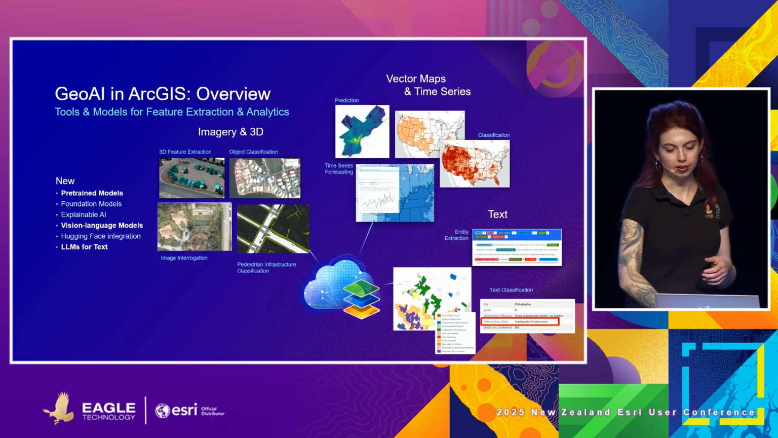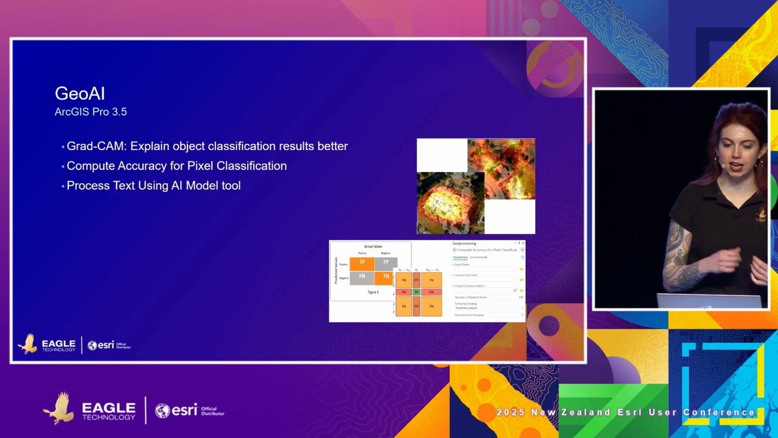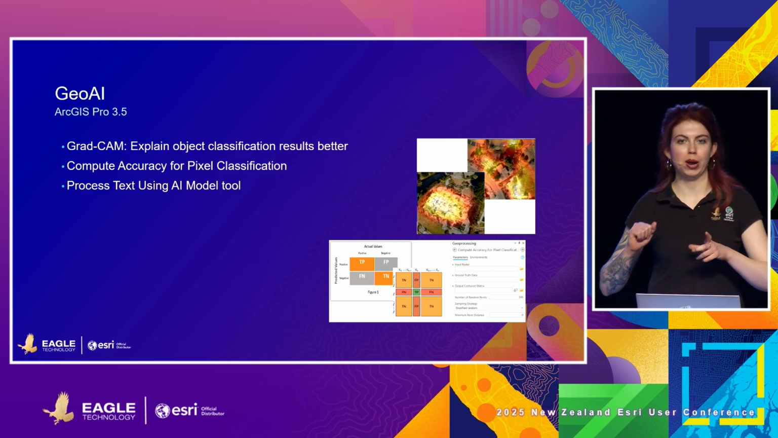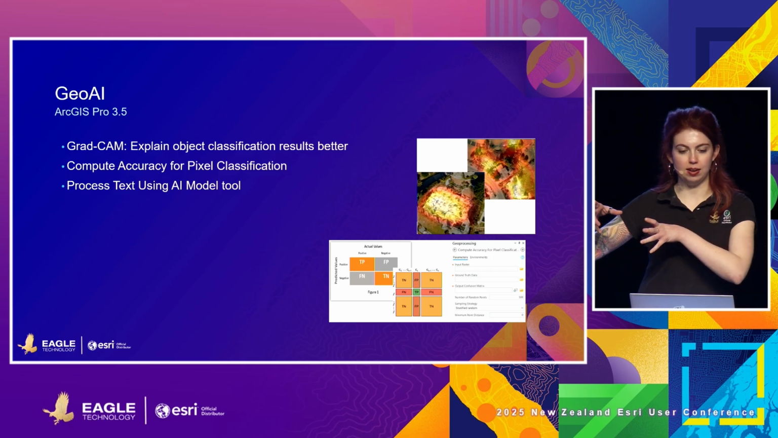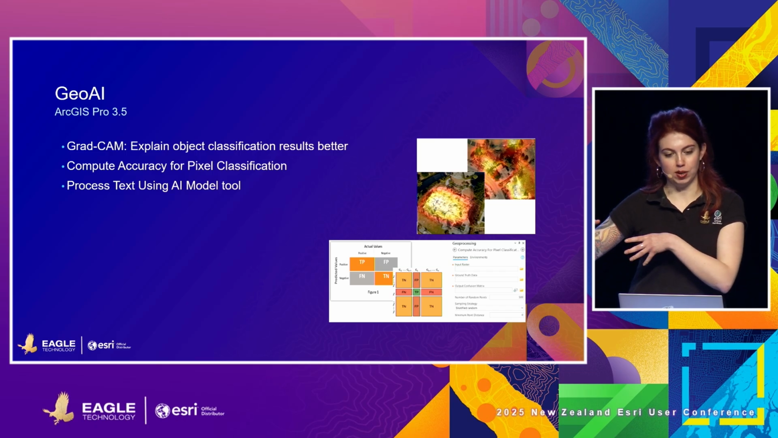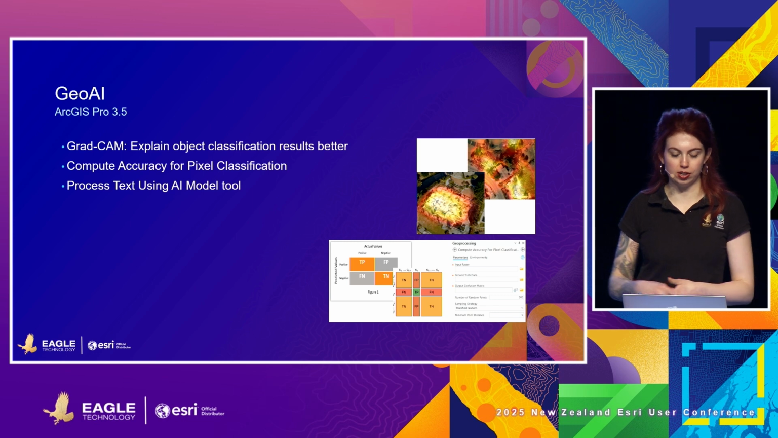model explainability. So yesterday we did see in the plenary demo done by Edward that basically we had model explainability. And that he clicked on the pop-up, and then we were able to see basically where the model was looking. So that's from Grad-CAM, and basically it allows us to better explain object classification results.